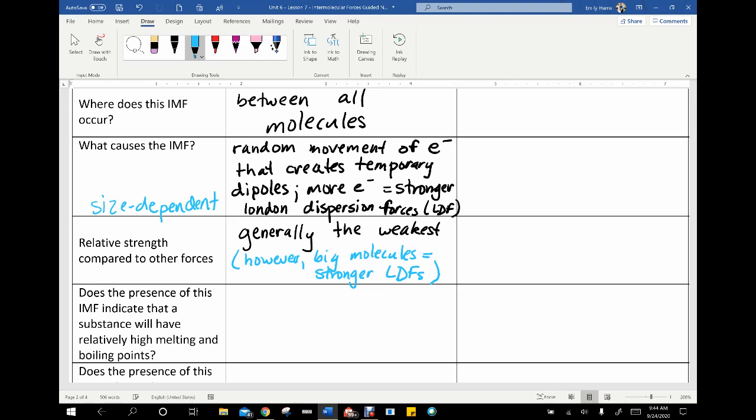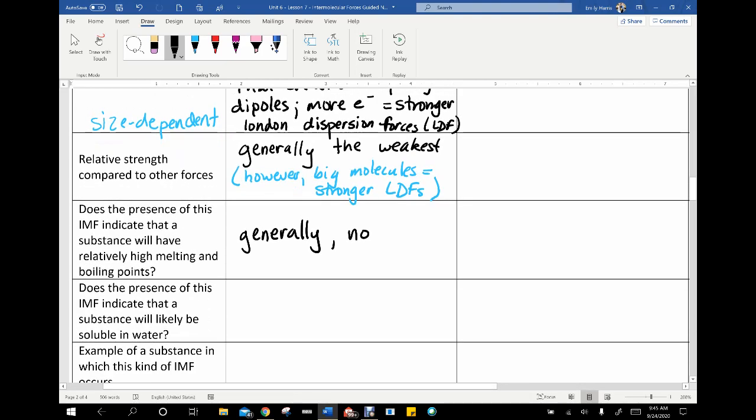All right. Now it says, does the presence of this intermolecular force indicate that the substance will have relatively high melting and boiling points? So, generally, no. If you have a weak force, it doesn't tend to affect the boiling point and melting point significantly. All right. Then it says, does the presence of this intermolecular force indicate that a substance will likely be soluble in water? And so, generally, the answer is no here as well.